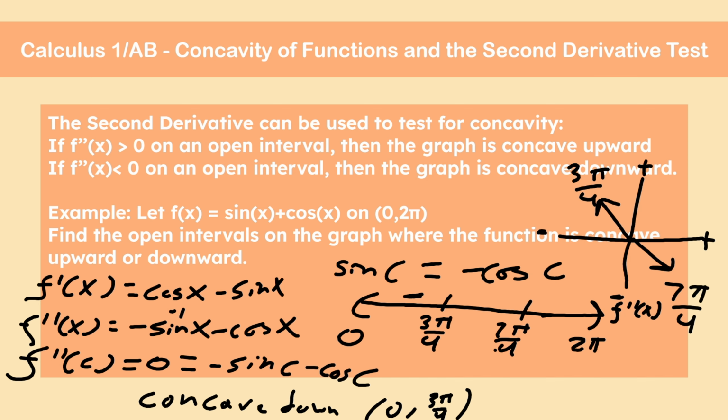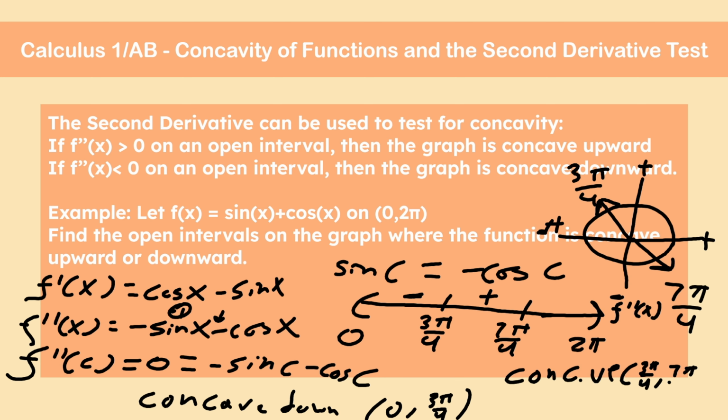Now let's test the second interval. We can see that pi is in between these two values on the unit circle, so we're going to plug in pi. Sine pi is 0, and cosine pi is -1. But -1 times -1, from the negative over here, gives you +1. And 1 is greater than 0, which means that f of x is concave up from 3 pi over 4 to 7 pi over 4, because on this interval the second derivative is positive, which means that the graph is concave upward.